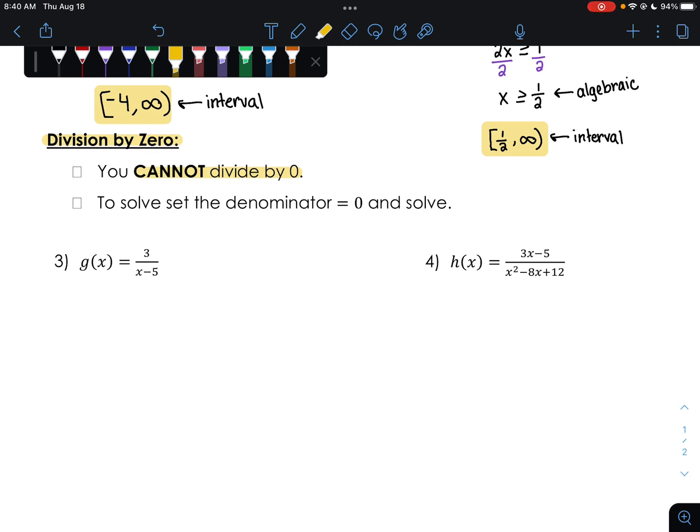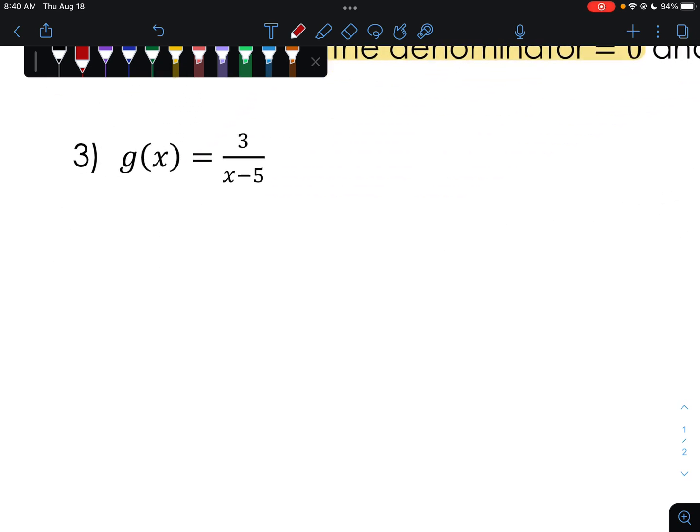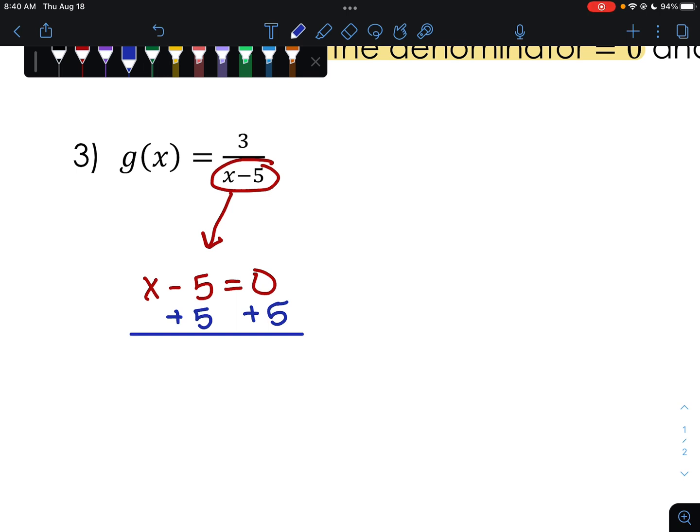So what we're going to do to solve these is set the denominator equal to 0, and then you solve. If we look at our first example, g of x equals 3 divided by x minus 5. We're going to take this x minus 5 and set it equal to 0. When we do that, it allows us to solve. So we add 5 to both sides, and the 5's cancel out, and we get x equals 5.